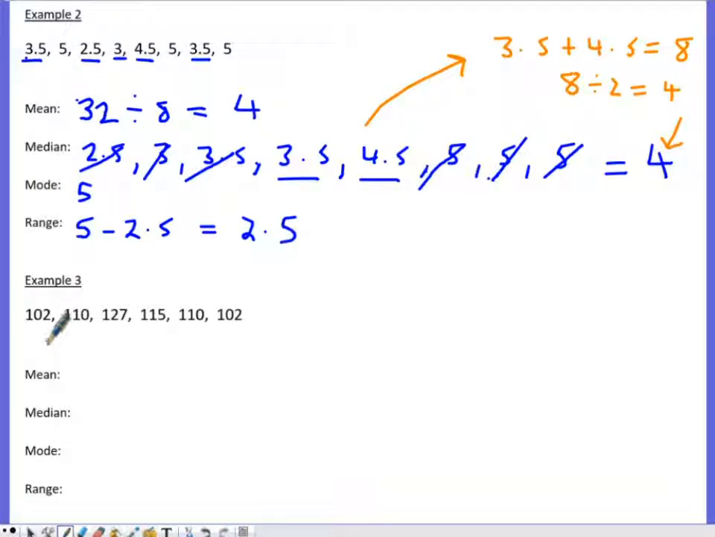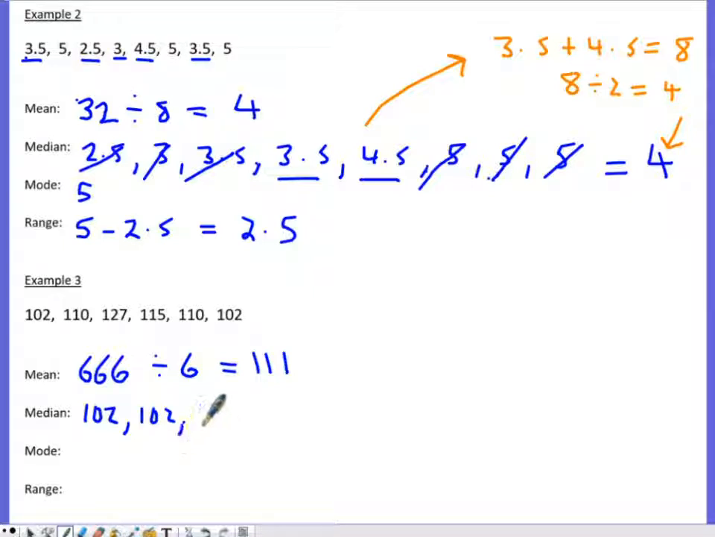To work out the mean, we're going to add together these 6 numbers. When you add them together, you get 666. We're going to divide it by how many there are, which is 6, so our answer is 111. To get the median, we're going to put them in order first. So 102, 102, 110, 110, 115, and 127.